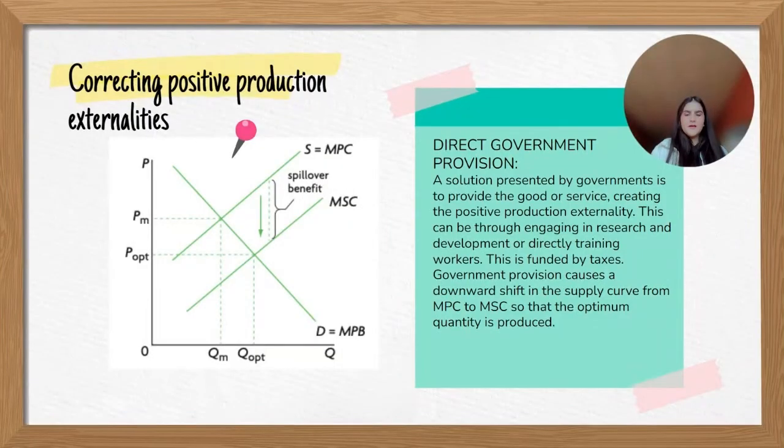There are two ways of correcting positive production externalities, and one of them is direct government provision. This is a solution presented by governments to provide the good or service, and this can be through engaging in research and development or directly training workers to benefit society. Government provision causes a downward shift in the supply curve from MPC to MSC, as we can see in the diagram shown in this presentation.